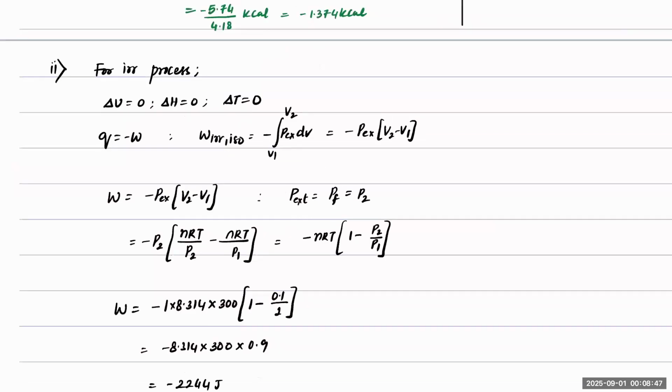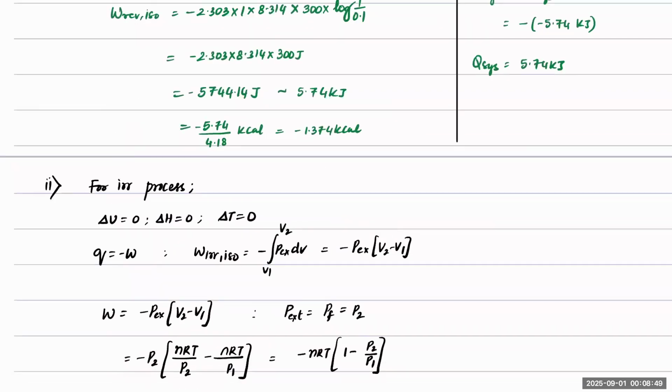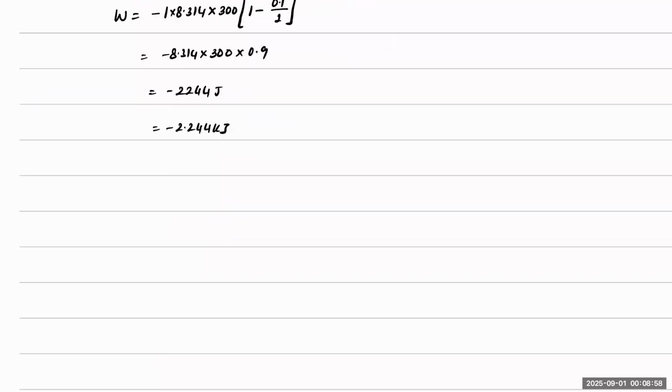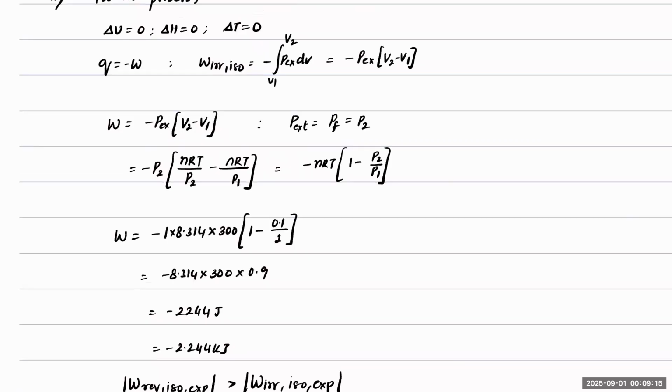And this is what we expect also, right? Because work done in reversible expansion, magnitude wise, should always be greater than irreversible. So that is what we can see from both equations. The magnitude of reversible isothermal expansion is coming out to be greater than irreversible isothermal expansion. This is the conclusion we can draw.